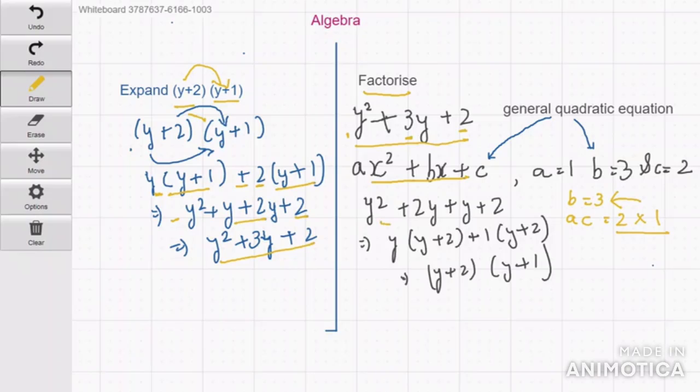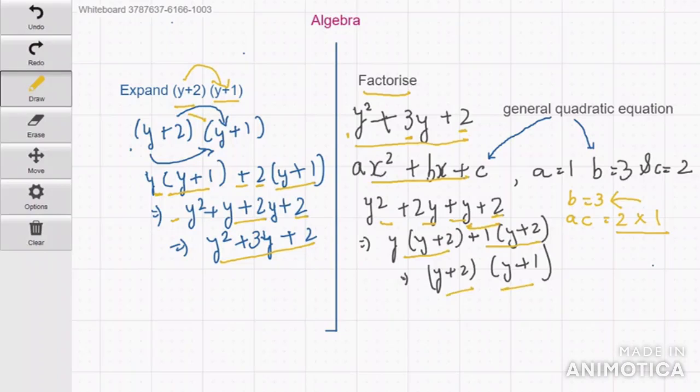Okay, so this will become y squared, and now I'm splitting 3y, which will become 2y + y... plus 2. Okay, so now the next step is I'm going to look at the common factors. So I will take y out, so it will become y into (y + 2), and then in the next step, in this whole y + 2, 1 is common, so this will become plus 1 multiplied by (y + 2). So now taking y + 2 out again, this will become (y + 2) into (y + 1).